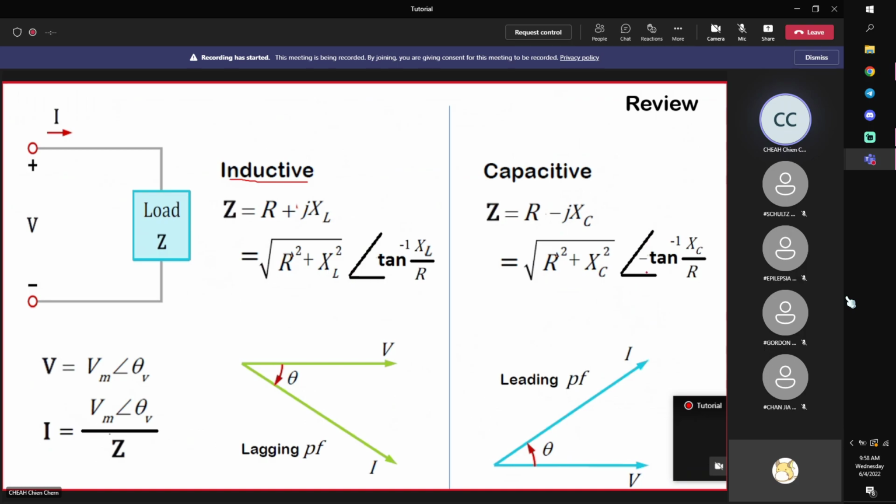For a capacitive load, because it's divided by this, this means that current is equal to V divided by Z. This is negative. Theta V minus the negative of this angle makes the current leading your voltage by a certain angle. This angle depends on this, right? This is basically your theta. This negative theta, this theta.